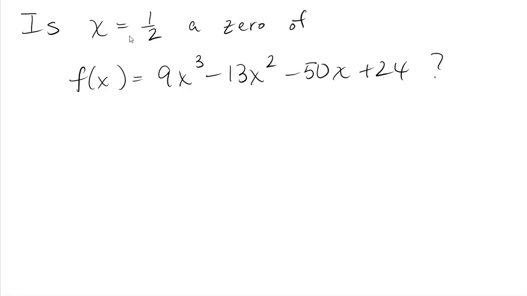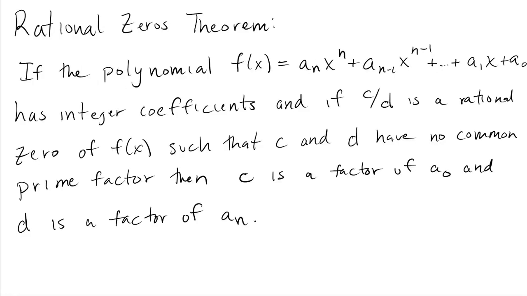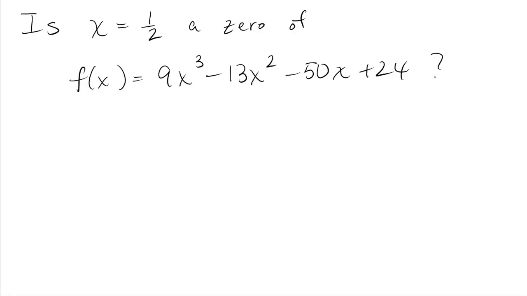The question is, is 1/2 a zero of this? Now there's one straightforward way to do that, and that's to plug in 1/2. I understand that. But I want to show you how we can answer this question using the rational zeros theorem. What we're going to do is make a list of all possible rational zeros and see if 1/2 is in that list. Now how can we list all of the possible rational zeros?